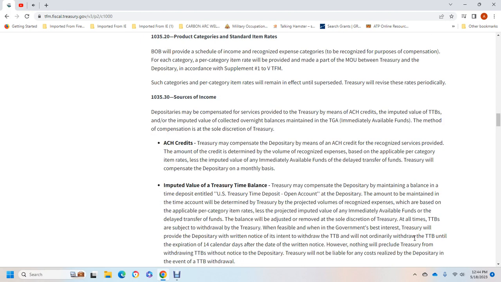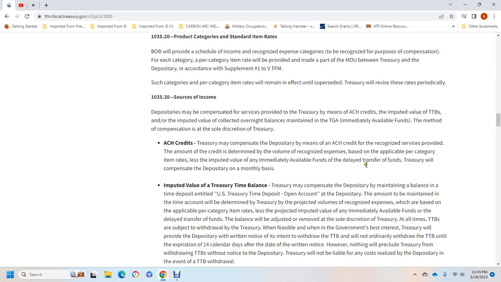Sources of income, 1035.30. The depository may be compensated for the services provided to the Treasury, and for the automatic clearinghouse credits with the imputed value, through the TTB imputed value of collected overnight balances maintained in the Treasury General Account. Immediately available funds as a method of compensation are at the sole discretion of the Treasury.